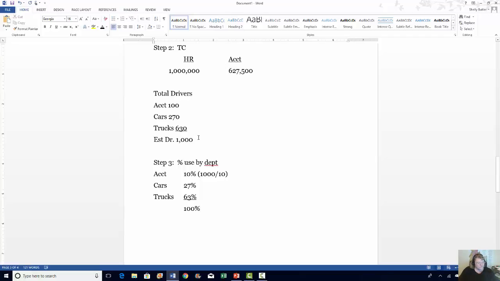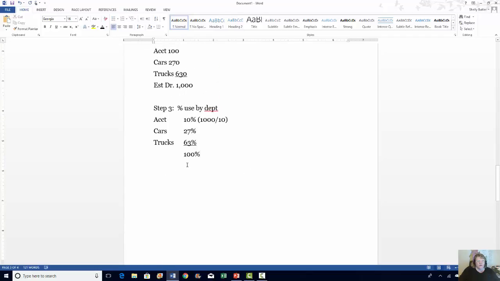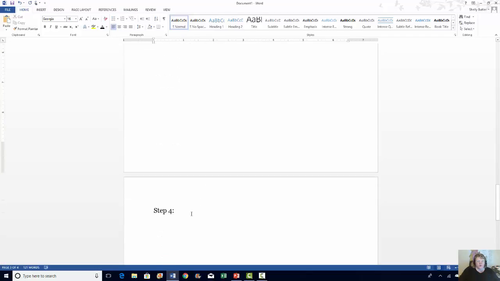Okay. So, am I going to have to go to the next page? I am. Now I'm going to go down to step 3. This is step 4. We want to allocate the costs. For HR, it's $1 million, right?